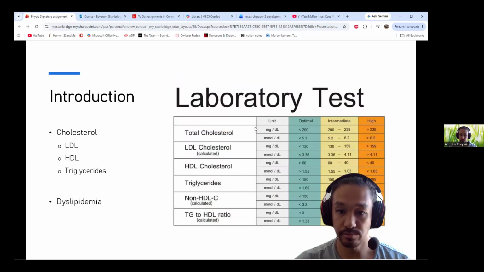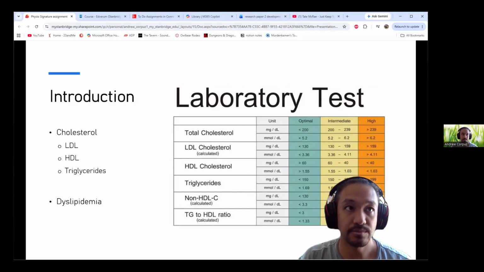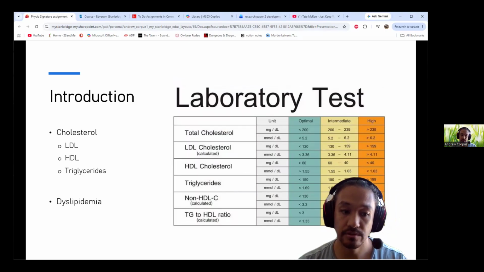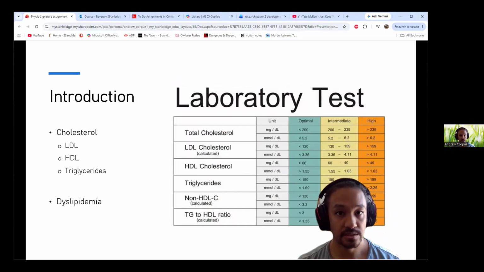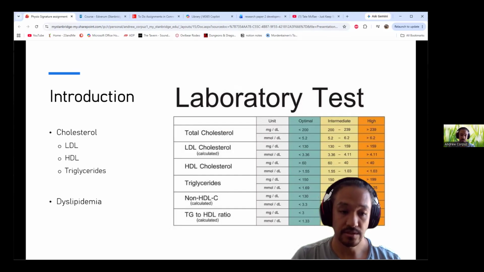So, what is hyperlipidemia? Hyperlipidemia is actually more of an umbrella term that encompasses primarily cholesterol. And cholesterol can be broken down into three different parts. We have our LDL, low density lipoproteins, your HDLs, your high density lipoproteins, and then triglycerides, which is three different types of glycerides that make up fatty acids, essentially.